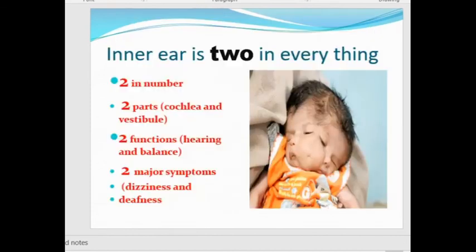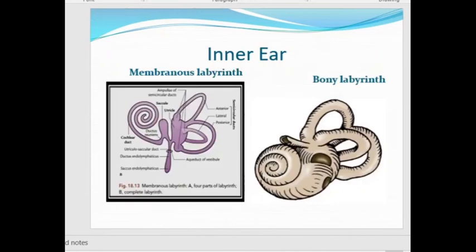Now, inner ear is two in everything, two in number. It has two parts, cochlea and vestibule, two functions, hearing and balance, two major symptoms, dizziness and deafness. زين. This is the bony labyrinth اللي يتكون من الكوكليا اللي هي عبارة عن 2.5 turn bony structure. طبعا هذا التيرن is around a central axis اللي نسميه الموديولس، بالضبط مثل العمود وتلتف عليه الكوكليا. هذا العمود اسمه الموديولس، والكوكليا تلتف حول نفسها 2.5 مرات.